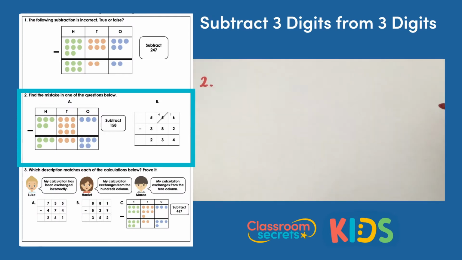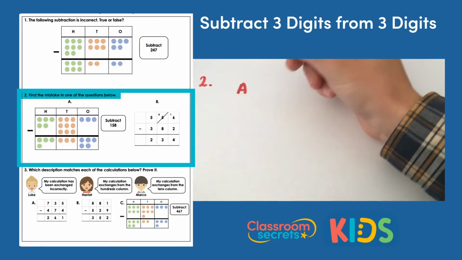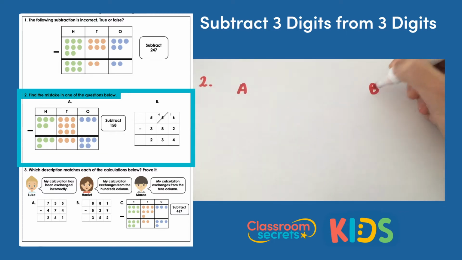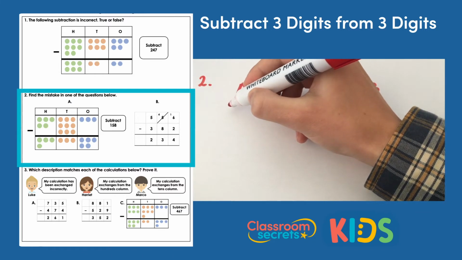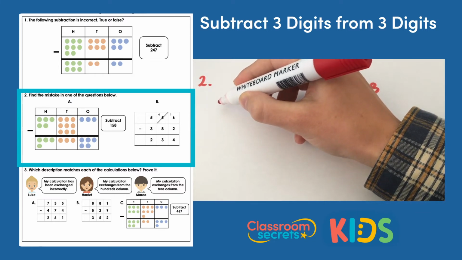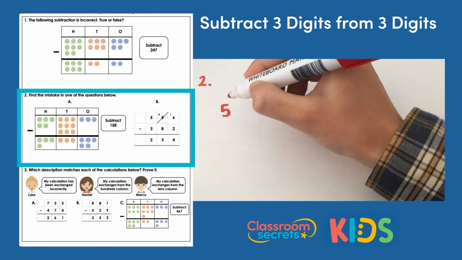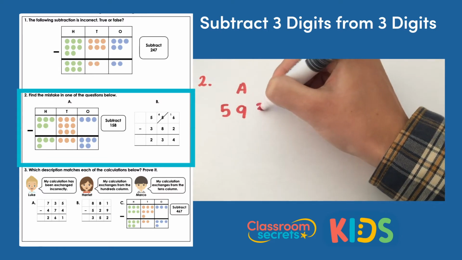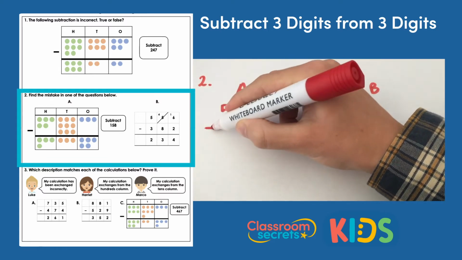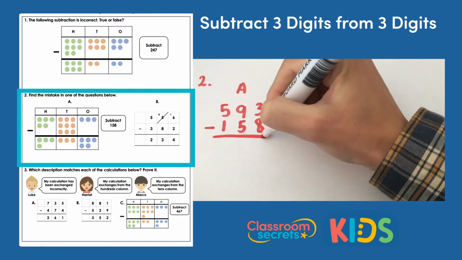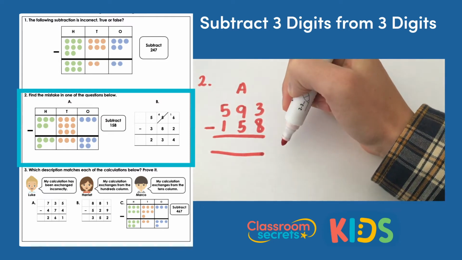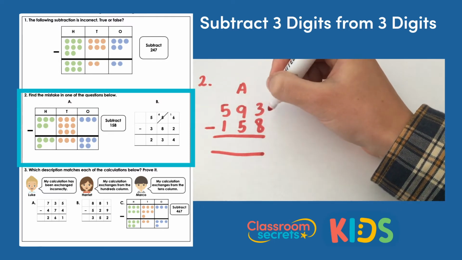Number 2 asks us to find the mistake in one of the calculations. So we have A and we have B. Let's have a look at A first. Using the place value chart with the counters, let's put them into numbers. So we have 593 as a top number. We're going to subtract 158. Let's put our equals lines in. I'm not going to put the answer that's already there straight in because I want to work it out for myself to find if there is a mistake.